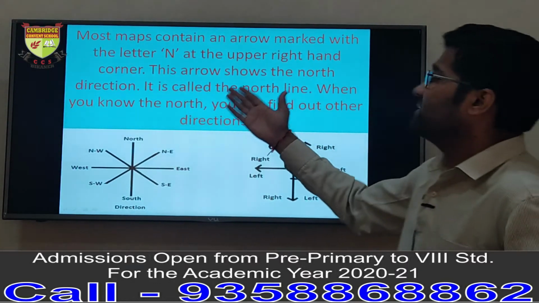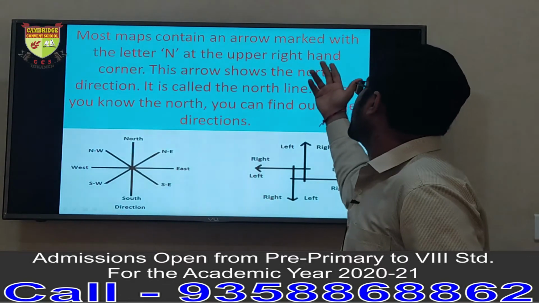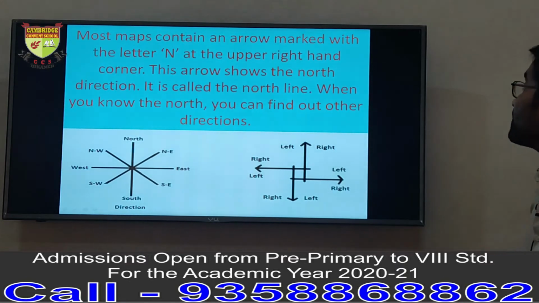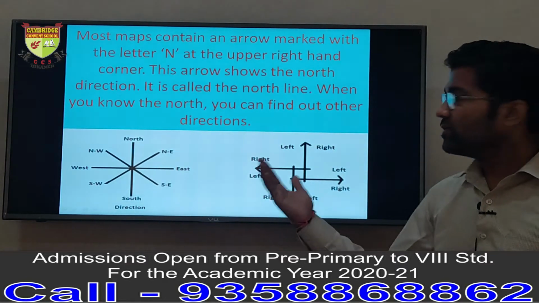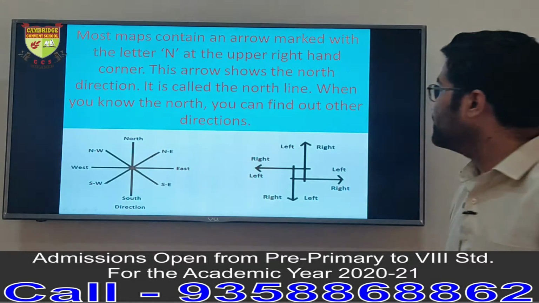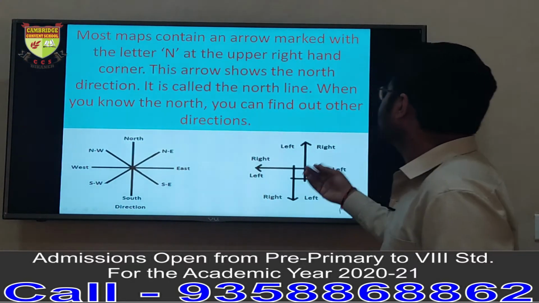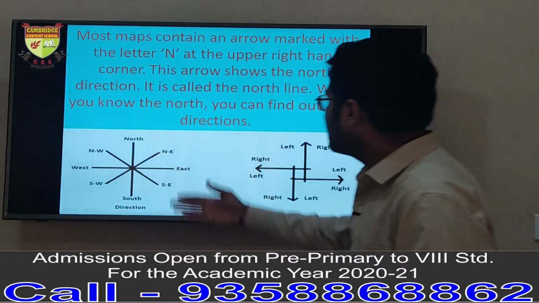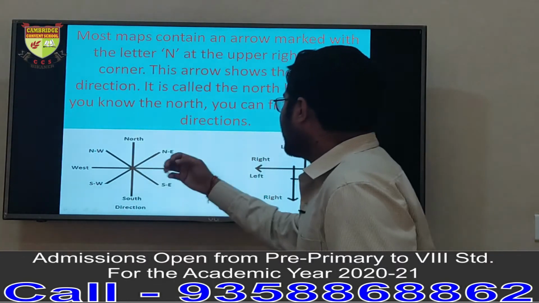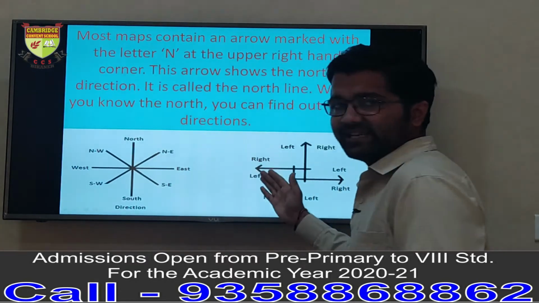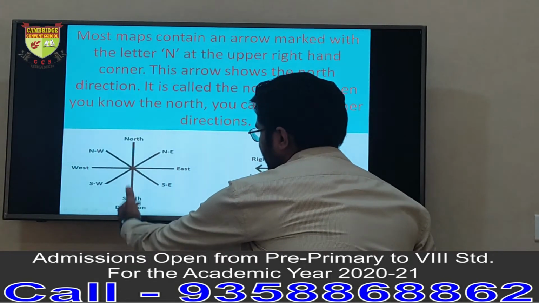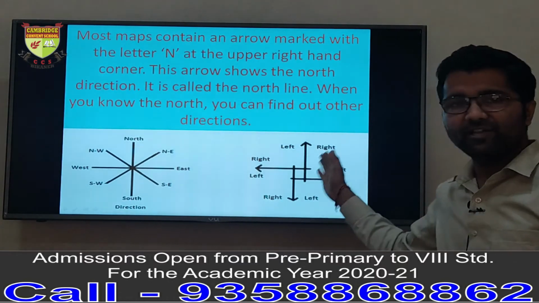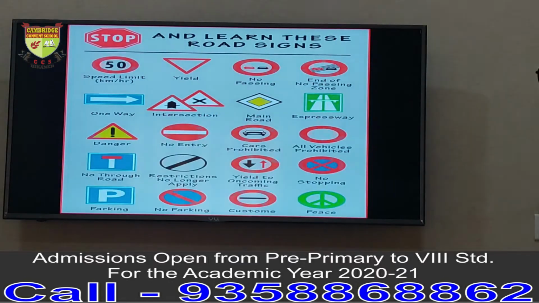Most maps contain an arrow marked with the letter N at the top or upper right-hand corner. This arrow shows us the north direction, which I already told you, and it is called the north line. When you know the north, you can find out the directions. As I told you previously, if you know the north line, you can directly create the east line, west, south and other intermediate points. As you can see, I have given the directions to you.